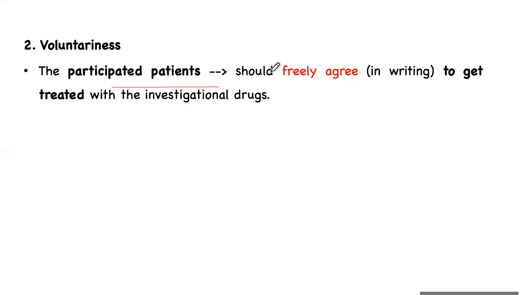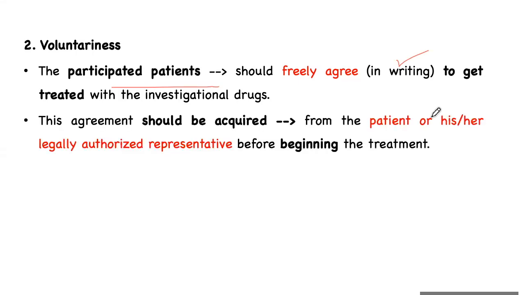So the principle of voluntariness says that the participant patient should freely agree to get treated with the investigational drug. When we say the patient is willing to be treated with that investigational drug, it doesn't mean that this is just an oral agreement. It must be a written agreement between the participant and the chief investigator or the institution involved in the clinical trial. It should be written in nature.